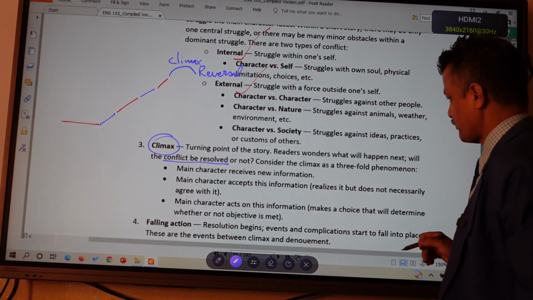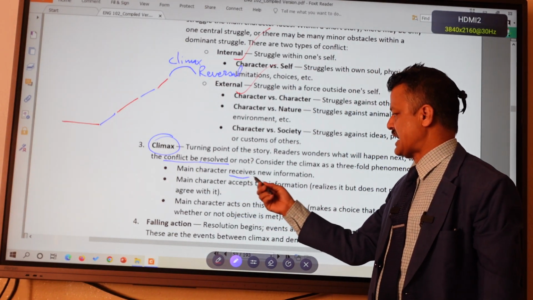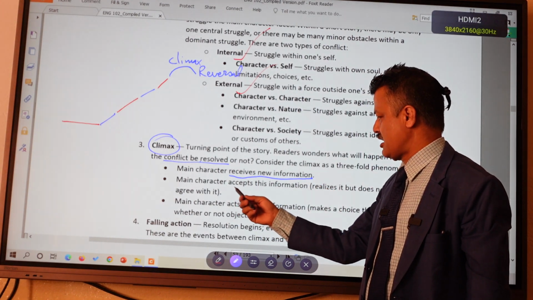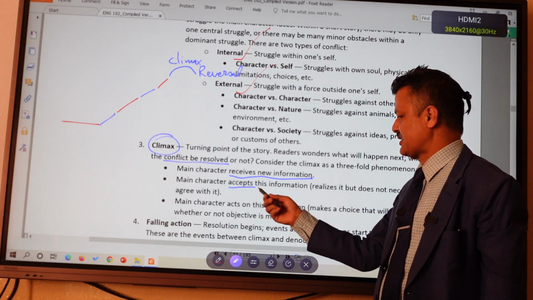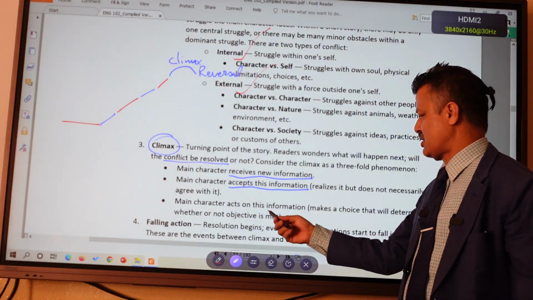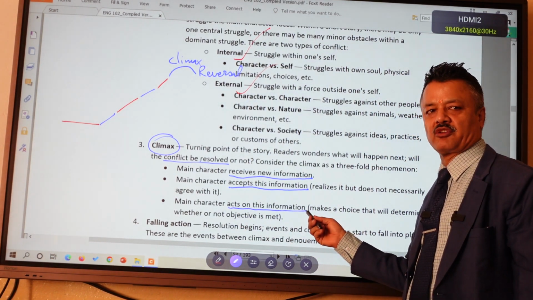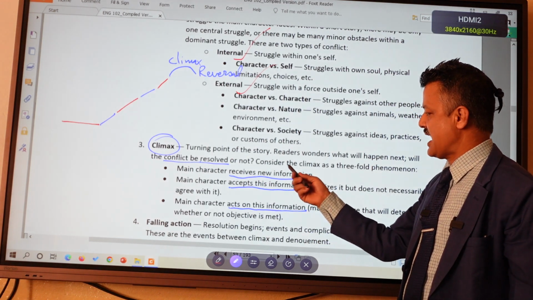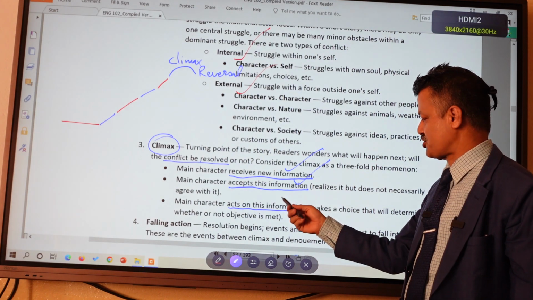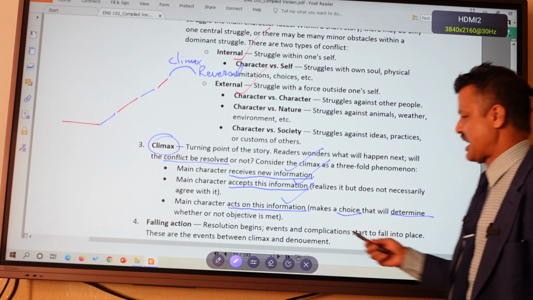Okay. Main character receives a new information. For example, this narrator has a dream. Main character accepts this information. This narrator takes his dream as goal of his life. Main character acts on this information. This narrator acts to achieve his dream. He goes around the world to Japan. Has a dream, follows the dream, goes to Japan, makes a choice to go to Japan. That will determine his life.